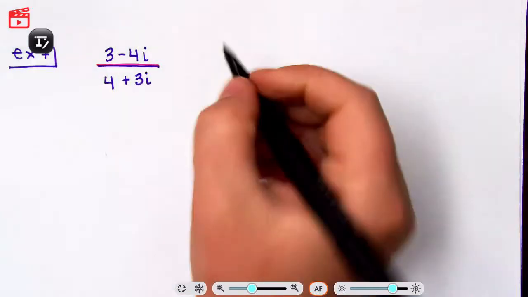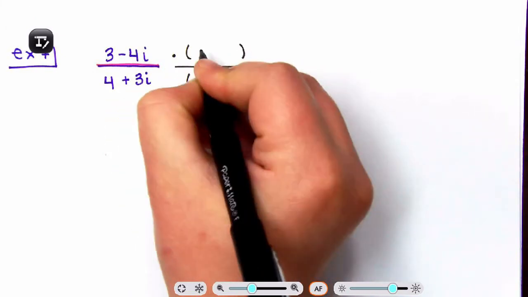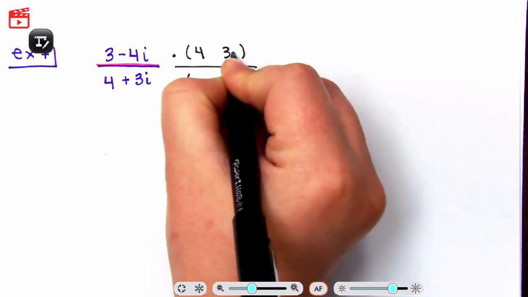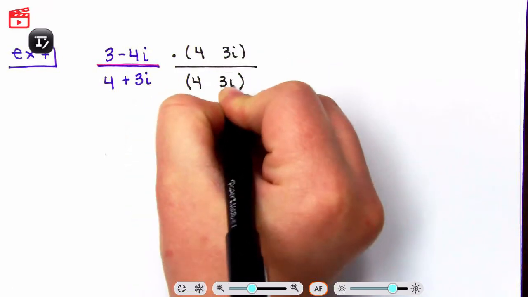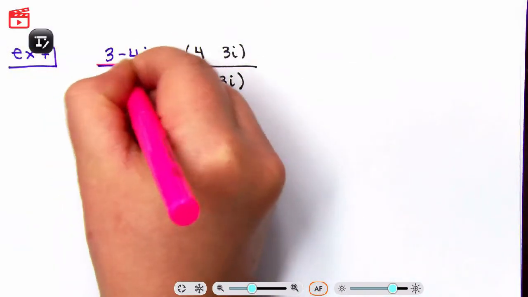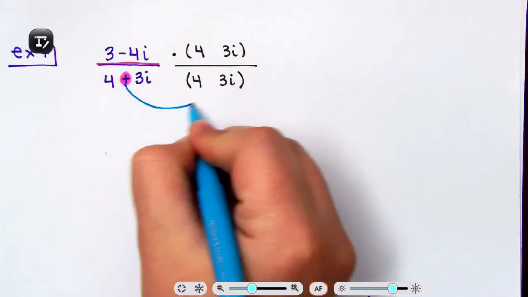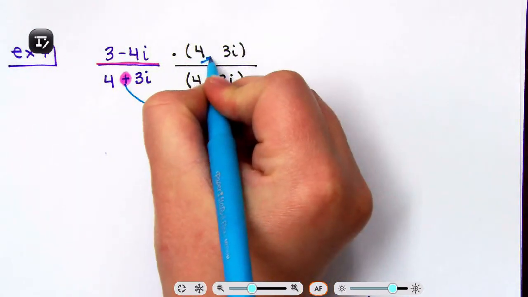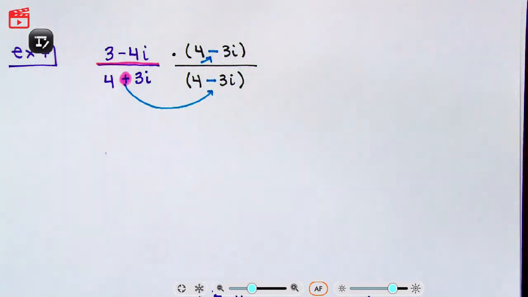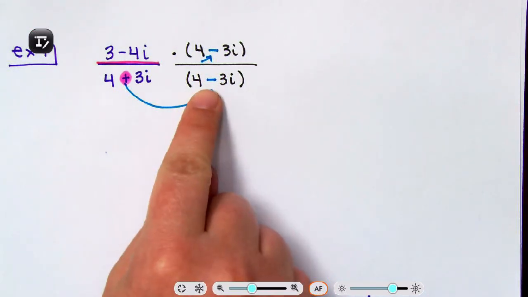The conjugate is the exact same thing as the denominator, which is 4 and 3i. However, the middle symbol, and only the middle symbol, is what's different. So because I had a plus here, the symbol is going to be a minus. That means that 4 plus 3i and 4 minus 3i are considered conjugates.